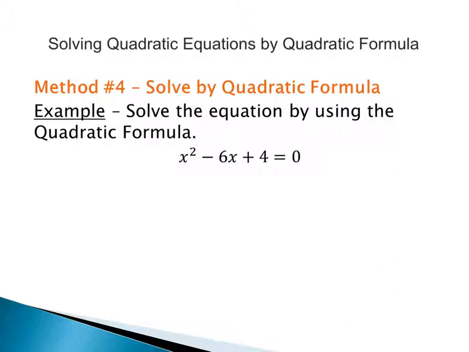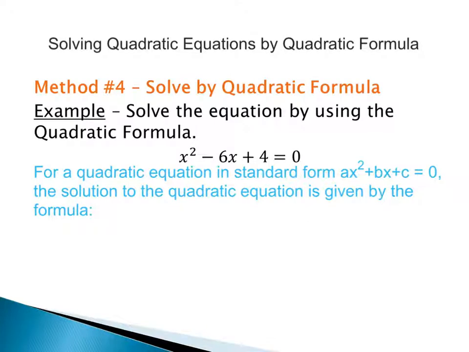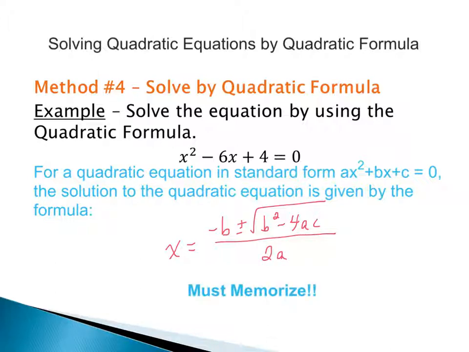It is usually the go-to for people because we know that it always works, but factoring is the fastest method if we can factor. In this case, x squared minus 6x plus 4, we can't factor it, so we have to use the quadratic formula. For a quadratic equation in standard form, ax squared plus bx plus c equals 0, the solution can be given by the formula, and you are going to have to memorize this. x equals negative b plus or minus the square root of b squared minus 4ac all over 2a. It's going to come up enough in your math career that you really need to memorize that formula.